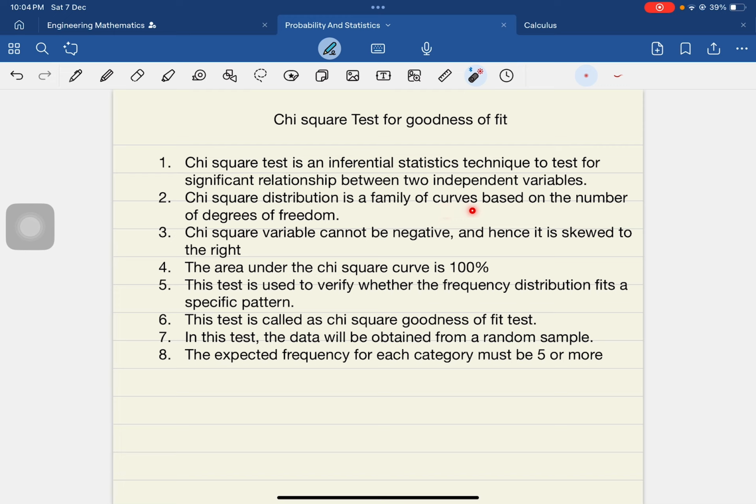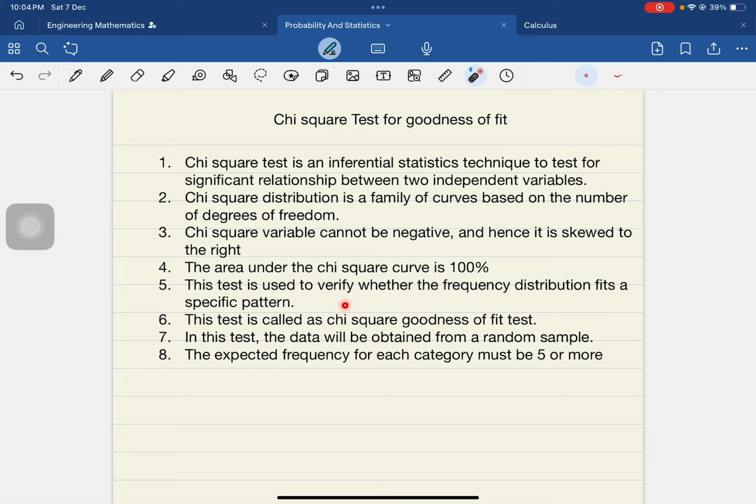This distribution is a family of curves based on the number of degrees of freedom. When the number of degrees of freedom changes, the curve changes accordingly. The number of degrees of freedom is directly proportional to the number of curves in the chi-square distribution family of curves. And it cannot be negative, of course. It is always skewed on the right side. And the area under the chi-square curve is, of course, 100%.